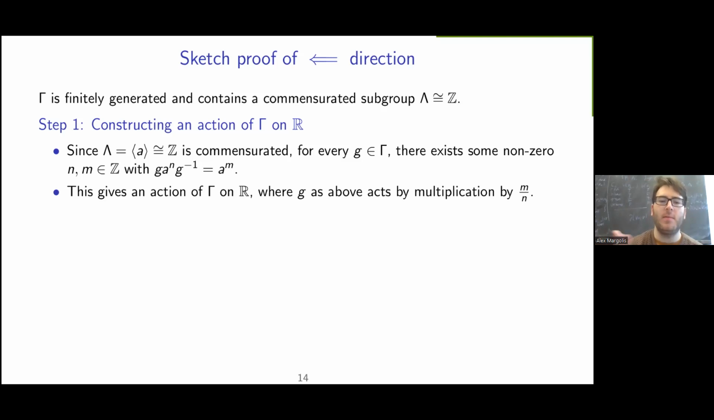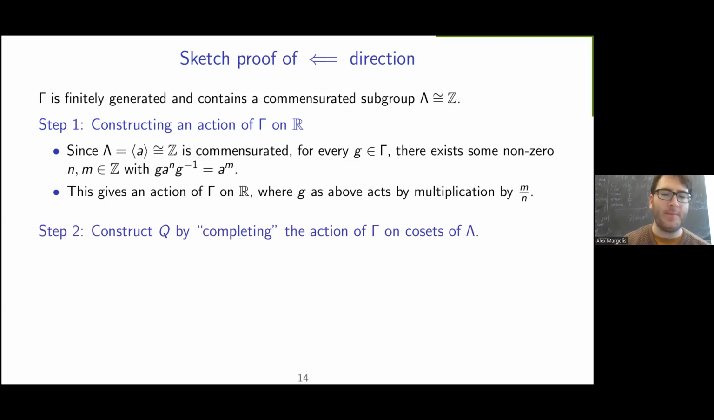And somehow the right way to think of this action is that because lambda is commensurated, gamma won't necessarily act on lambda by automorphisms, but we can somehow use the action of gamma on groups commensurable to lambda to construct this action on R, which mimics the action of gamma on lambda.